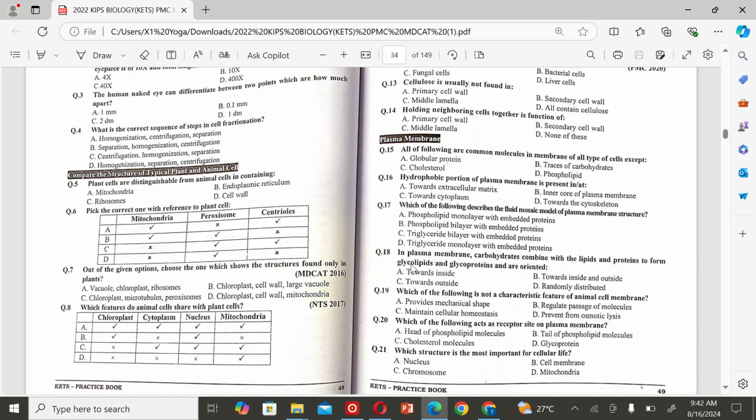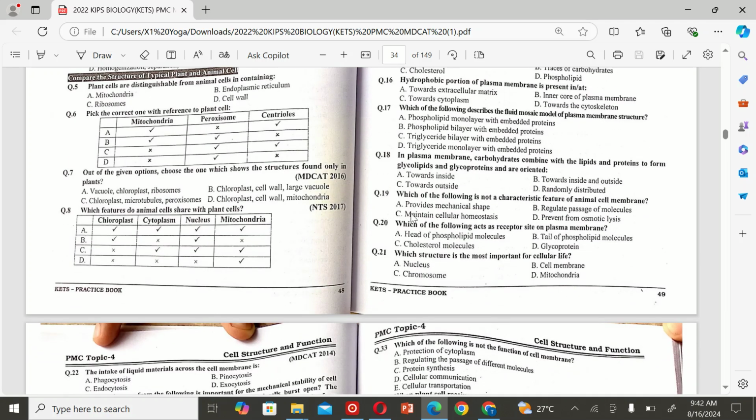The next MCQ is: plasma membrane carbohydrates combine with the lipids and proteins to form glycolipids and glycoproteins and are oriented A. towards inside, B. towards inside and outside, C. towards outside, and D. randomly distributed. So the correct option is C, towards outside.